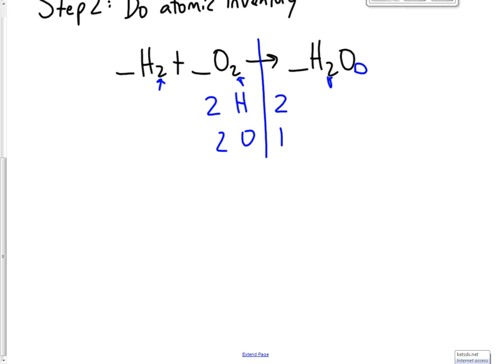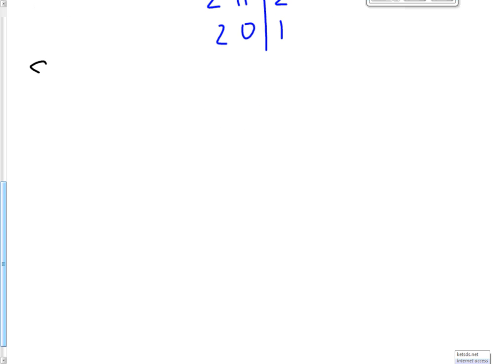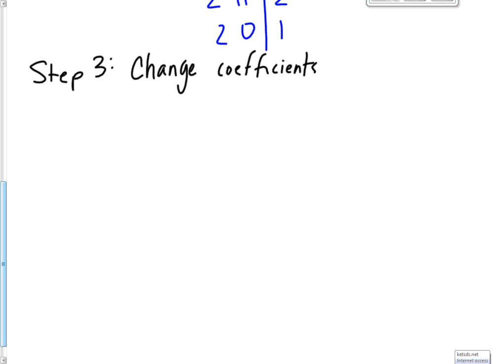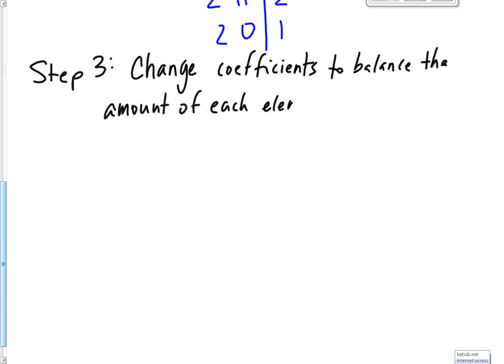Step number 3. Okay, you're going to change the coefficients, because essentially they're all 1 to begin with, to balance the amount of each element on both sides. Okay, so there's a few rules that you have to follow here.